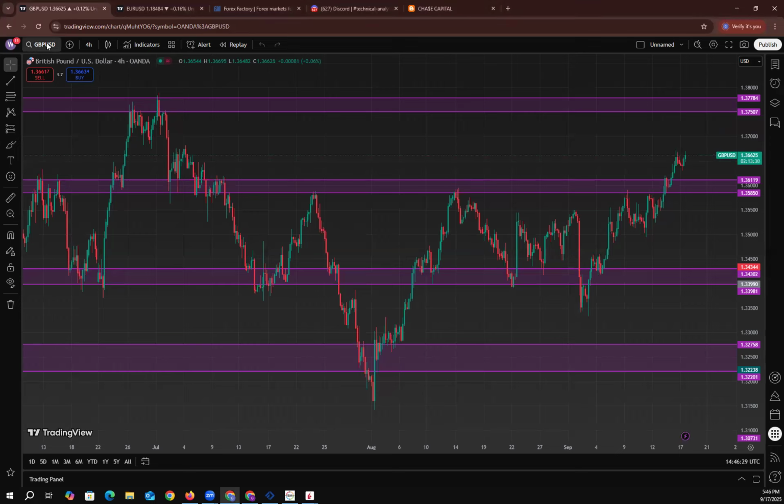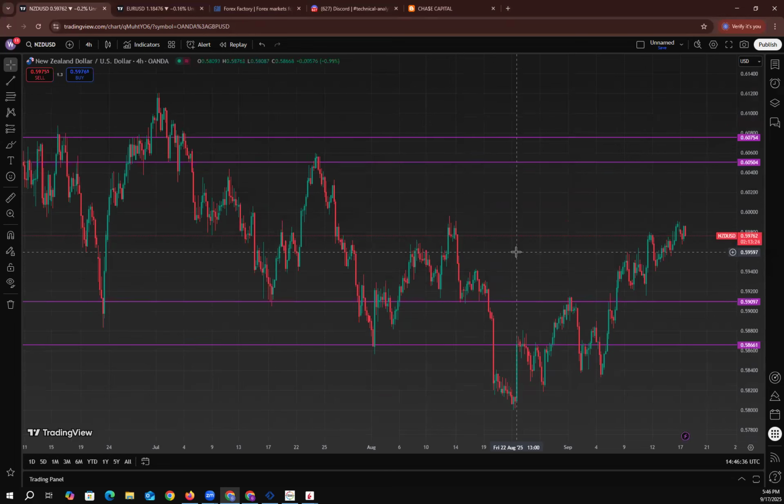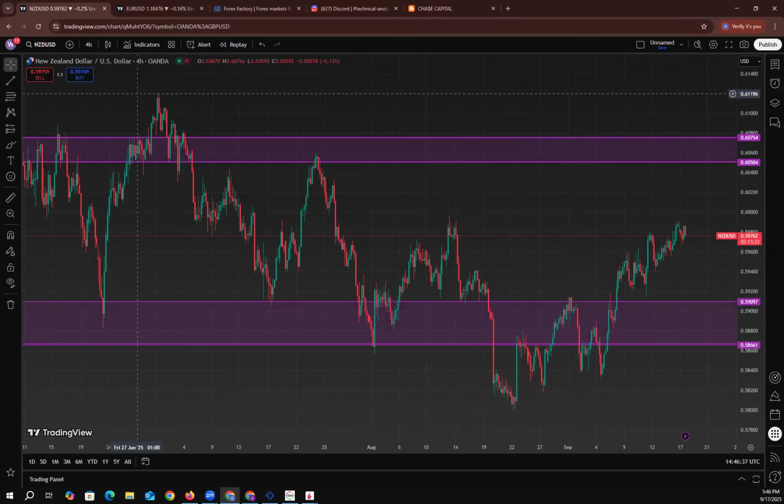Let's have a quick look at NZD USD. NZD USD as well, you can see we're still very bullish on this one. We've seen price rally and break above this. We had a slight retest, although price missed this level, and we have rallied to these highs here.